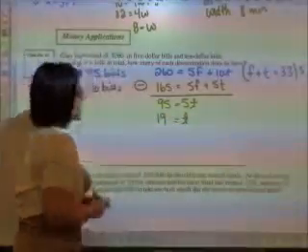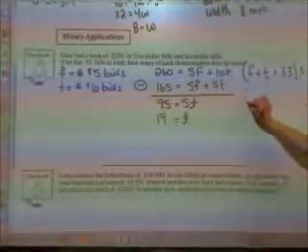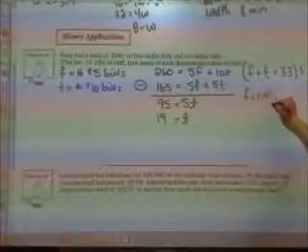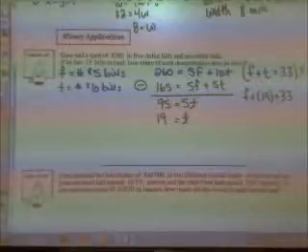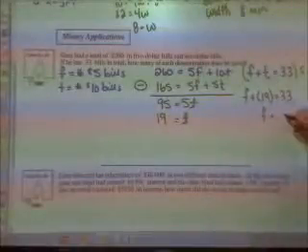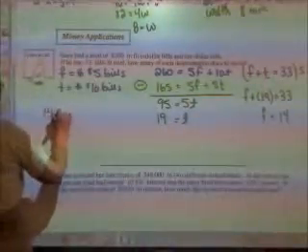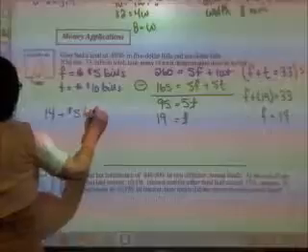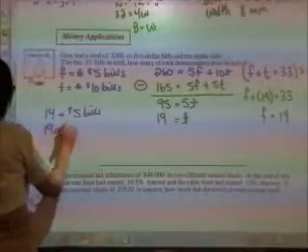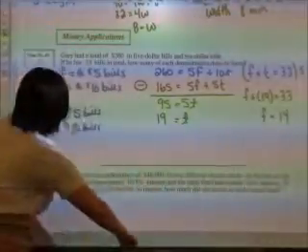So I have 19 $10 bills. And now I can put it back into this equation. The number of $5 bills plus my 19 $10 bills has to equal 33. So how many $5 bills do I have? 14. So I have 14 $5 bills and 19 $10 bills. If I have 14 $5 bills, how much money do I have?